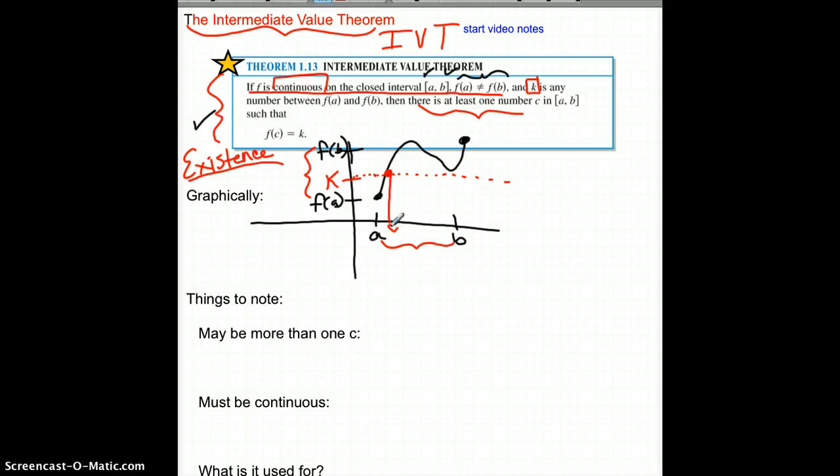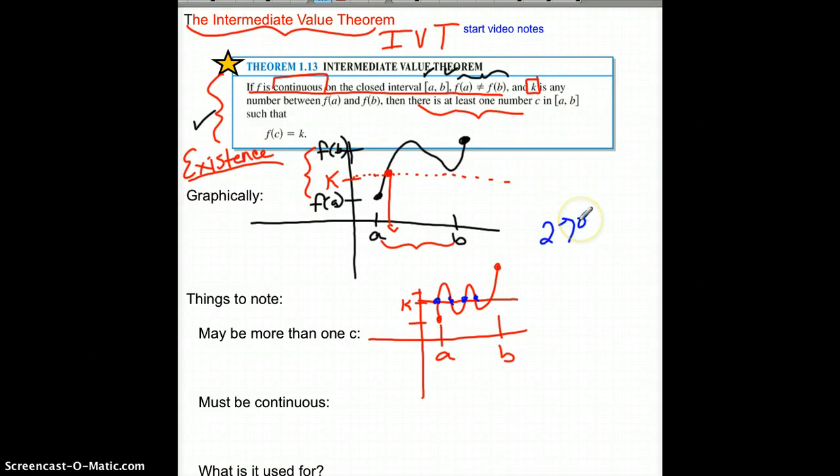So a couple things to note. There can be more than one c. Well, that should make sense because I can go like this. And if my k is here, I've got 1, 2, 3, 4 times I've hit it. Same like I said with temperature. If it goes from 27 degrees now to supper time, 58 degrees, it could have been 40 degrees a couple times during the day, but this theorem guarantees that it had to have happened at least once.